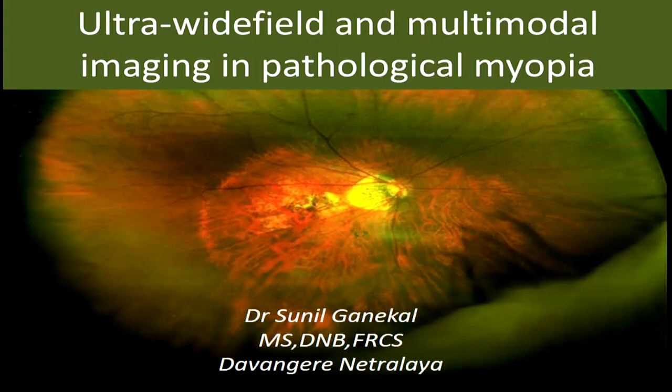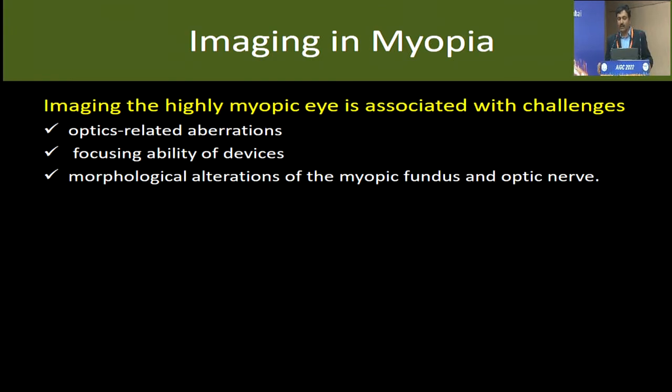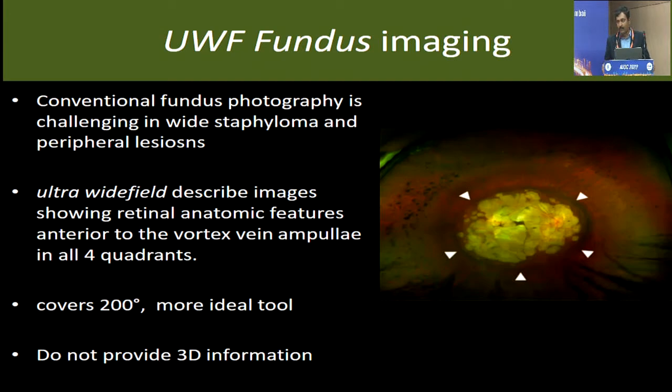Thanks, Sachin. So I'll be talking to you basically regarding imaging, what are the things which you can image, and the utility of different imaging techniques. Imaging in myopia is a challenging scenario because you tend to get optics-related aberrations. Focusing ability is difficult, especially in very high myopes. Morphological alterations in the myopic fundus and optic nerve make imaging difficult in myopes.